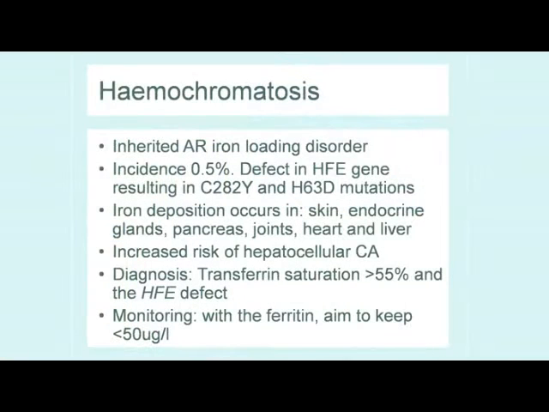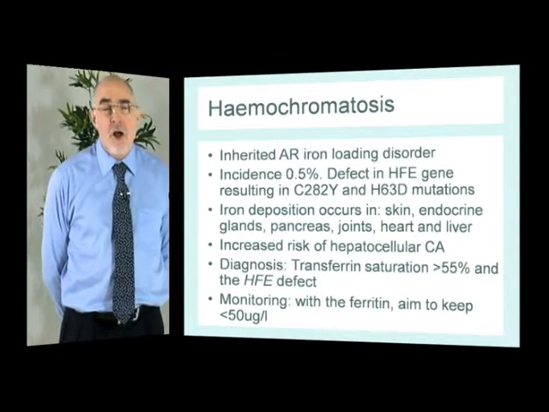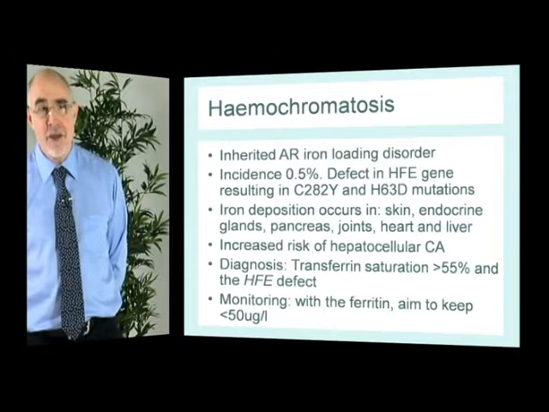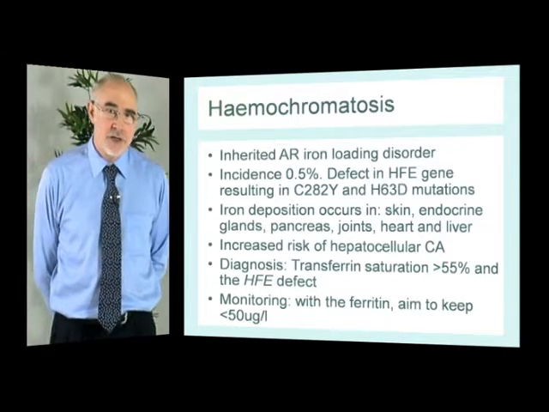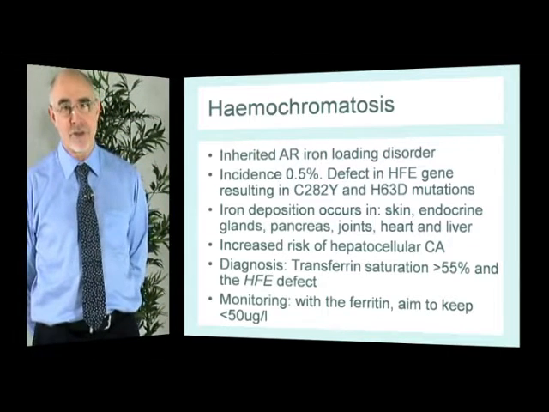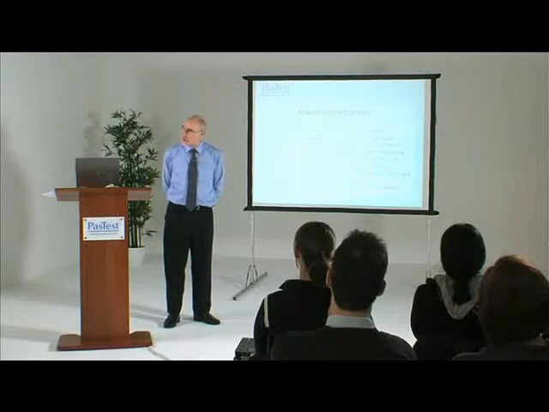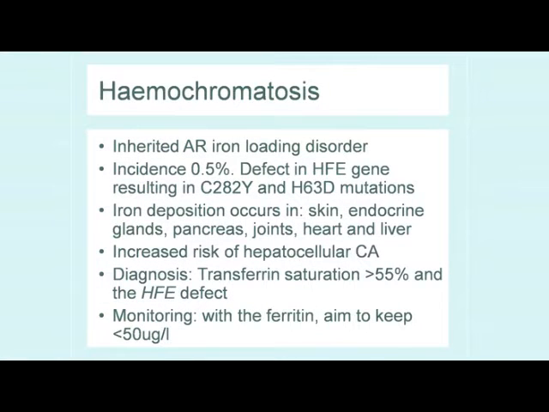Hemochromatosis is an autosomal recessive iron loading disorder. You absorb too much iron from your diet. Although it's autosomal recessive, men are predominantly affected and women are very rarely affected because they are protected by monthly blood loss and by iron loss as a result of pregnancies. So unless a woman has had a premature menopause, it is unusual for them to suffer from hemochromatosis.